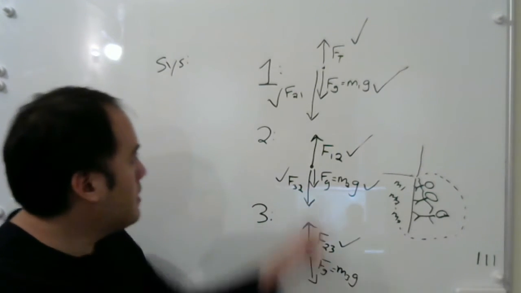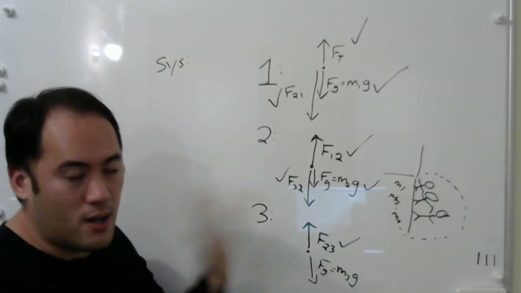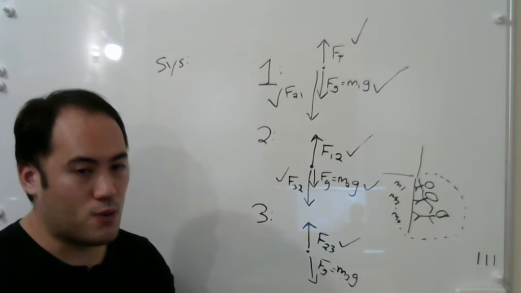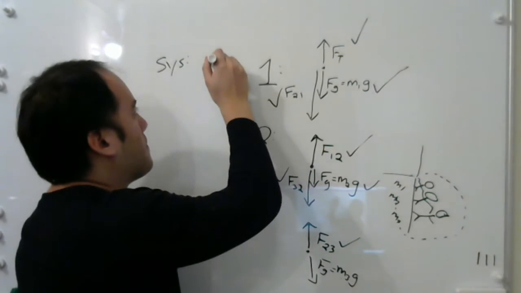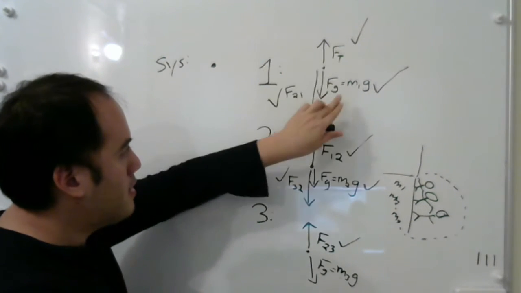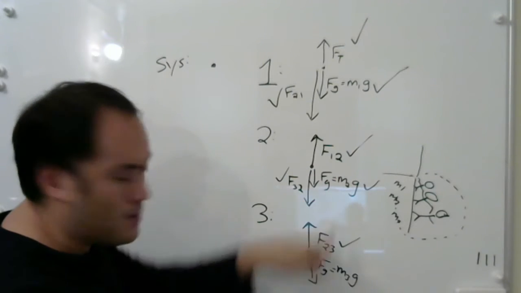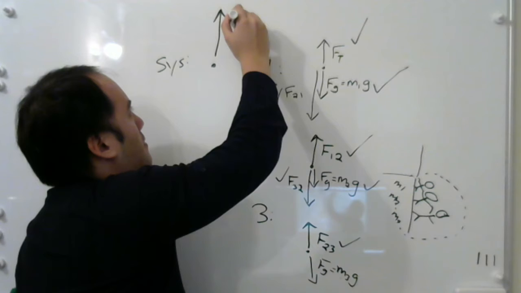For the system, F21, F12, F32, and F23 all cancel. They're all internal forces, so we won't draw any of those forces. On the system, the only forces left are Ft, Fg1, Fg2, Fg3. So it's a much simpler problem.